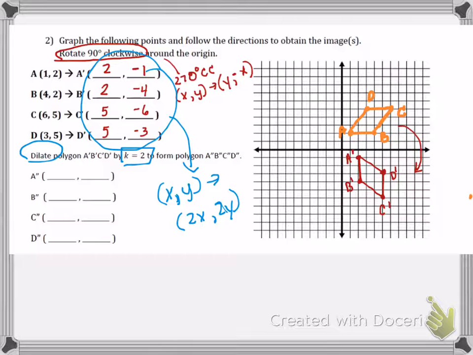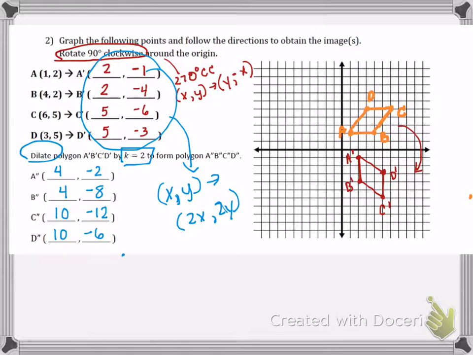And so our A double prime takes our A prime, 2, -1, and multiplies it by 2. And so we should get 4, -2. And we take the ordered pair 2, -4 and multiply each of those by 2. And we get 4, -8. Multiplying 5, -6 by 2, we get 10, -12, and multiplying 5, -3 by 2, we get 10, -6. And then we want to plot that on our coordinate plane, and we should see a dilation with a scale factor of 2.